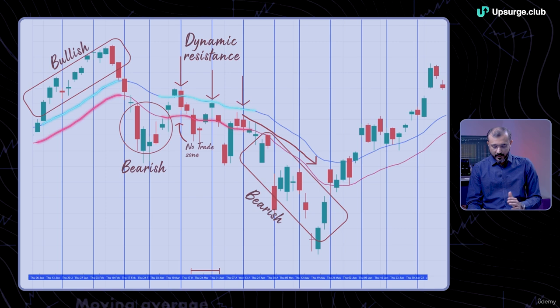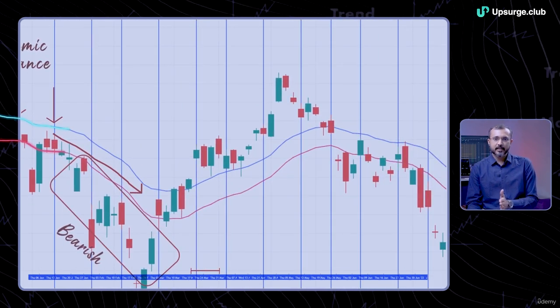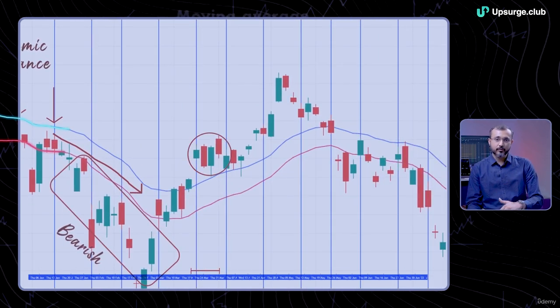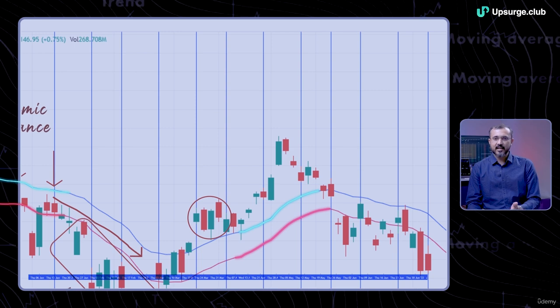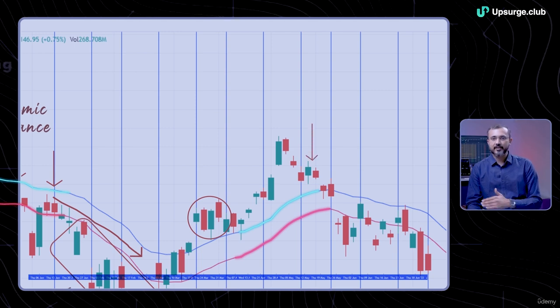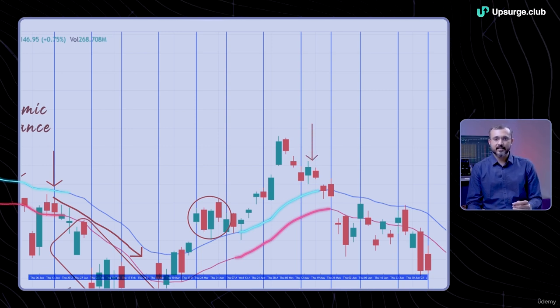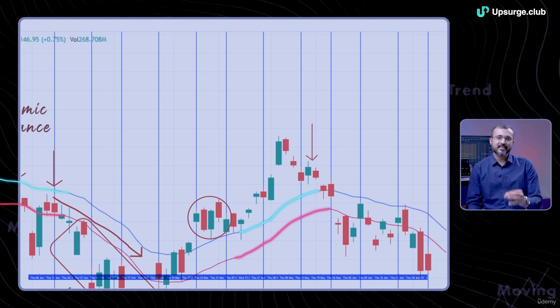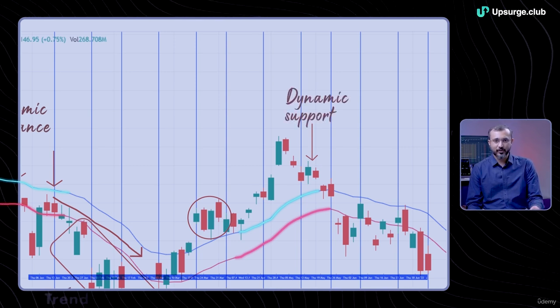Now going forward, from 17th of March, price gave a breakout. It moved above the moving average and started taking support from the moving average channel, which is suggesting that now the moving averages have started acting as dynamic support.